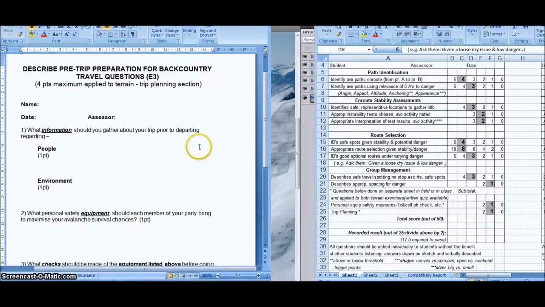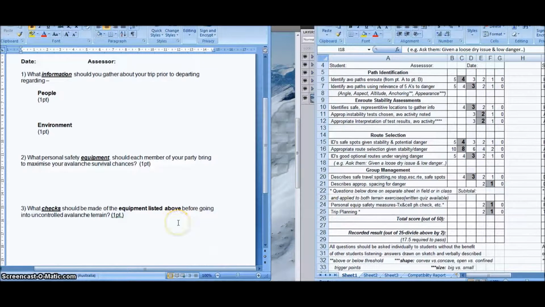I will typically hand this pre-trip preparation for backcountry travel to my students at the same time they're given the photographs, because it takes you a while to question each individual. It gives them something to do, and then you've got this as a record. So I apply these points later. I often don't look at this until I'm out of the field, and I just collect them and add these points in later. Again, answers are provided on the master sheet for these.